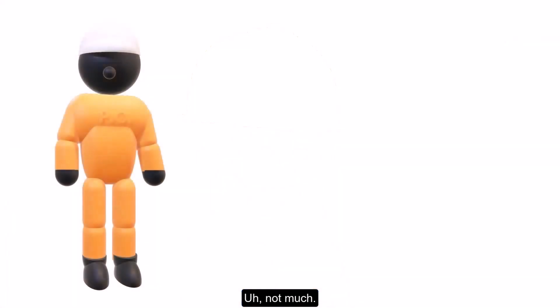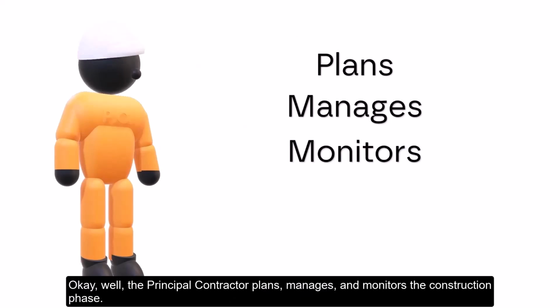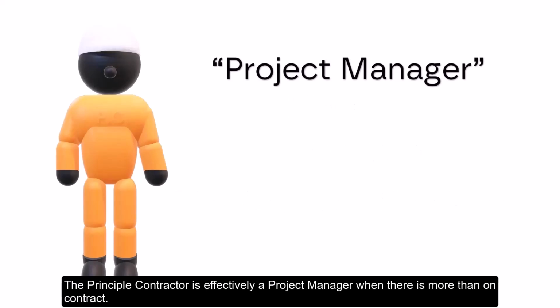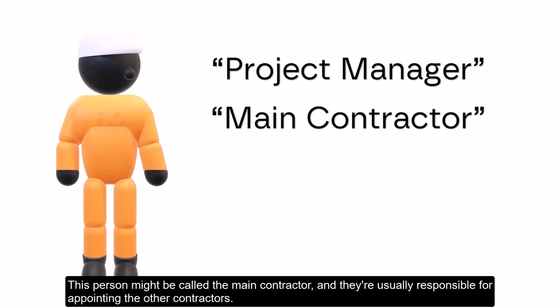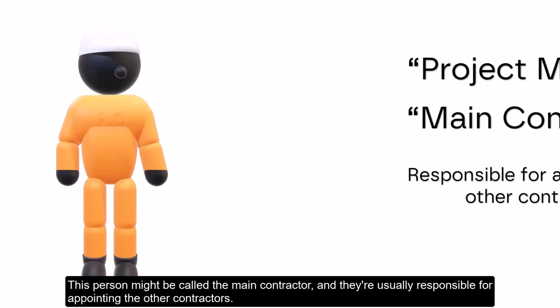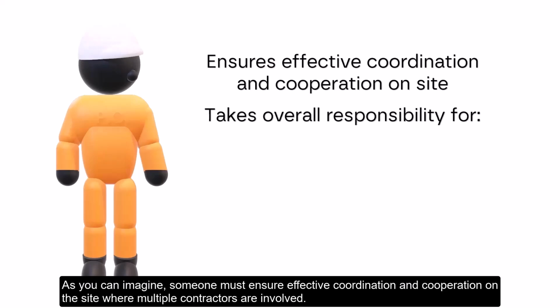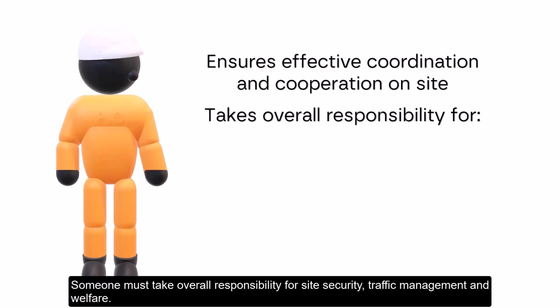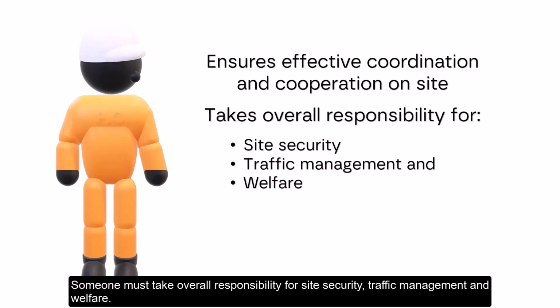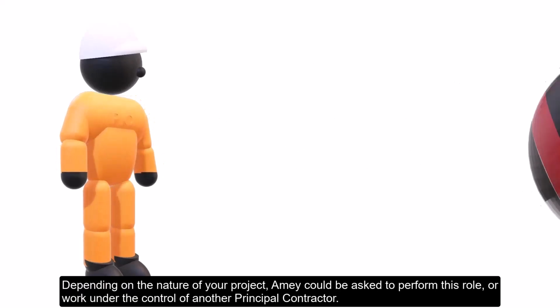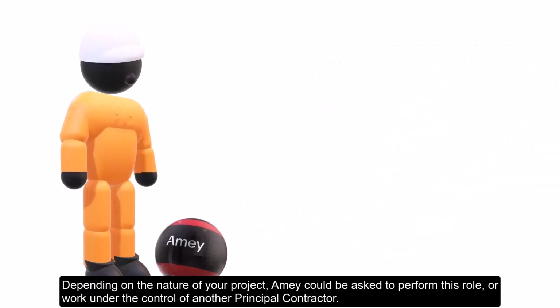Not much. Okay, well, the principal contractor plans, manages, and monitors the construction phase. The principal contractor is effectively a project manager where there is more than one contractor. This person might be called the main contractor, and they're usually responsible for appointing the other contractors. As you can imagine, someone must ensure effective coordination and cooperation on the site where multiple contractors are involved. Someone must take overall responsibility for site security, traffic management, and welfare. Depending on the nature of your project, Amy could be asked to perform this role or work under the control of another principal contractor.